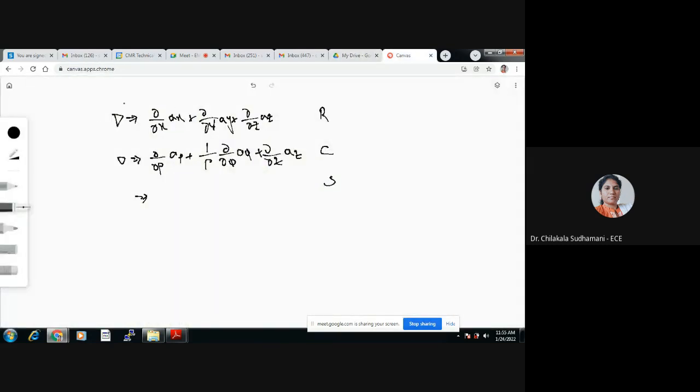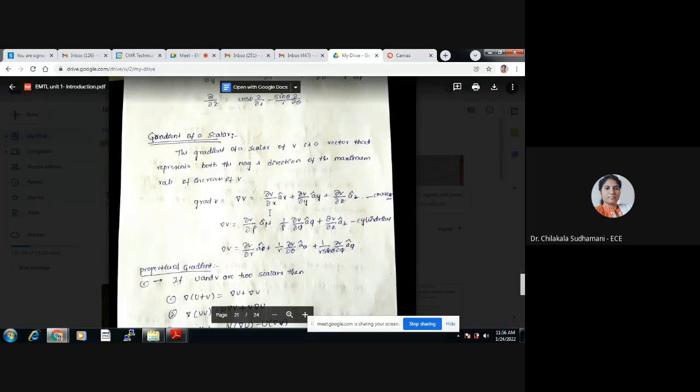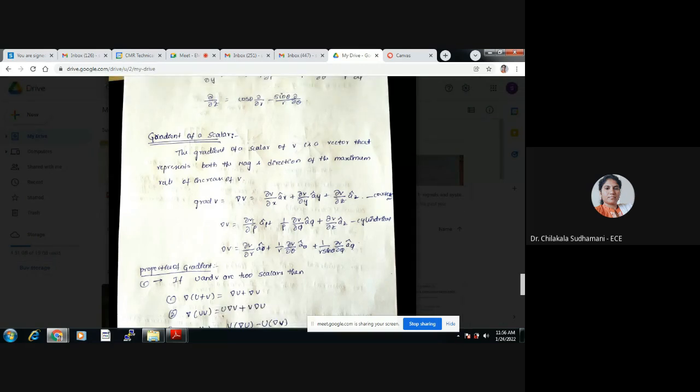Del v in a rectangular coordinate system: del v is equal to dou v by dou x, dou v by dou y, dou v by dou z. We simply substitute in place of dou by dou x as dou v by dou x of ax, dou v by dou y of ay, and dou v by dou z of az. That is for the rectangular coordinate system. For cylindrical, wherever you have dou by dou, you can substitute it as dou V by dou rho of a rho, plus 1 by rho times dou V by dou phi of a phi, plus dou V by dou z.